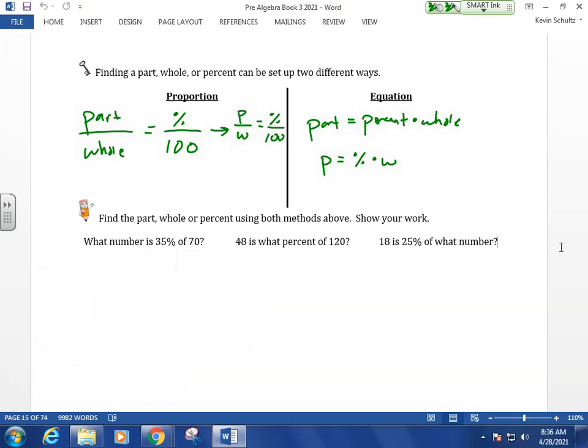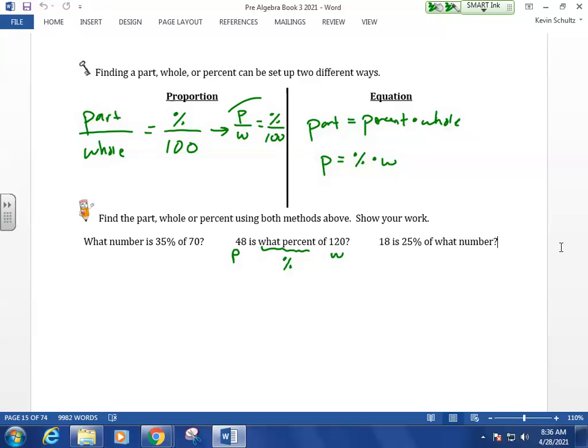First, identify the pieces. 48 is our part. What percent? That's what we're solving for. I see the word of, and what comes after is our whole. So 48 is what percent of 120?